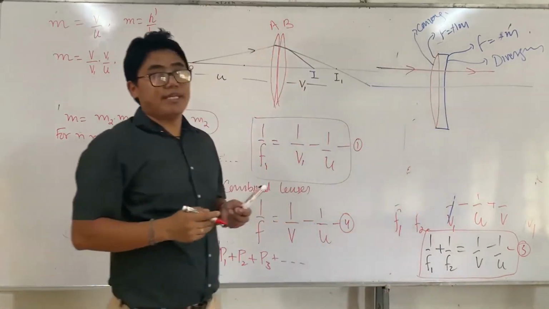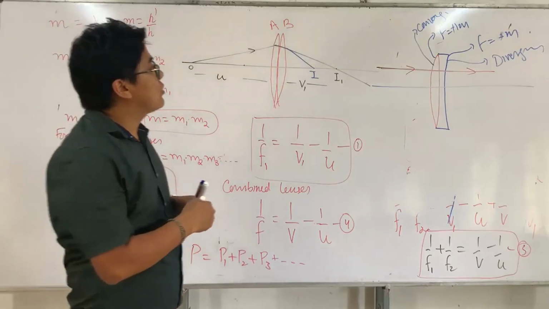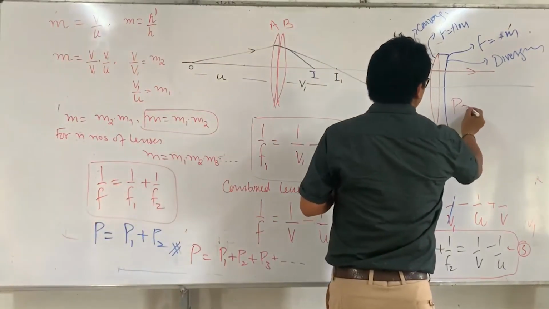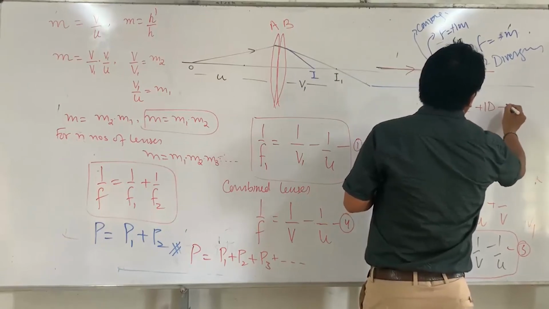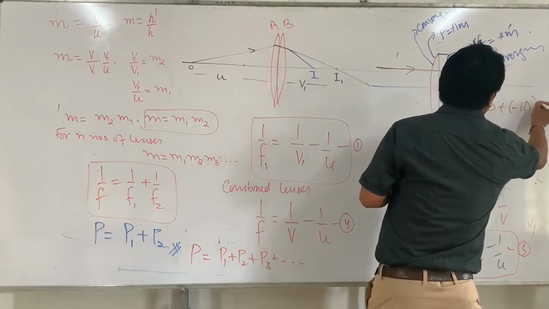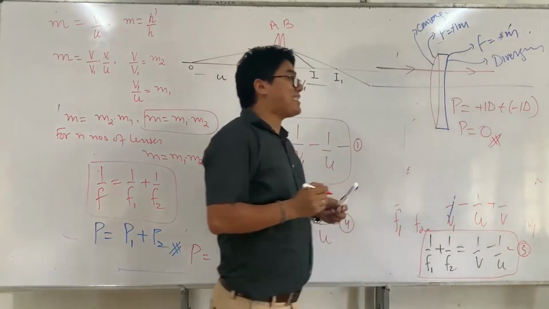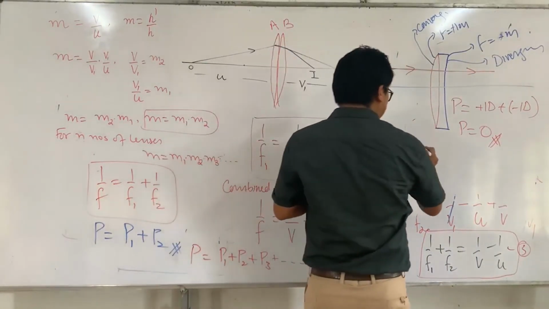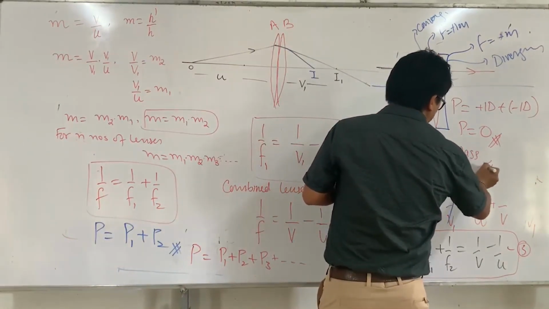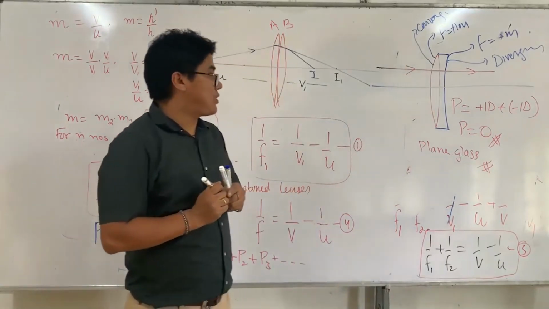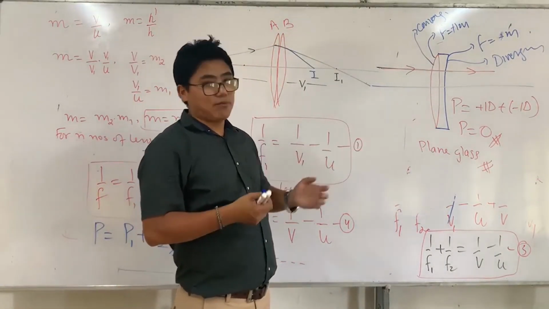light never undergoes any converging as well as diverging. Why? Because what is the total power? Total power is equal to plus 1 D plus minus 1 D, so power is 0. Power is 0, which implies it is a plane glass. See this? Plane glass. That means there is neither convergence nor divergence.